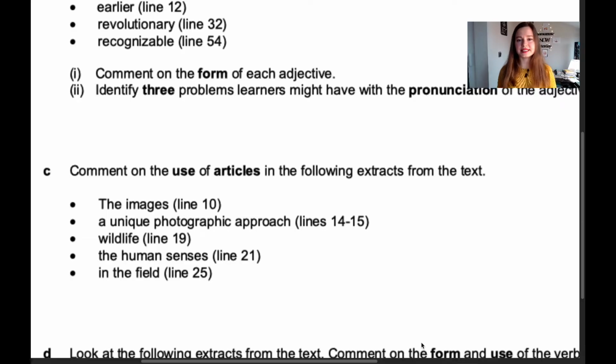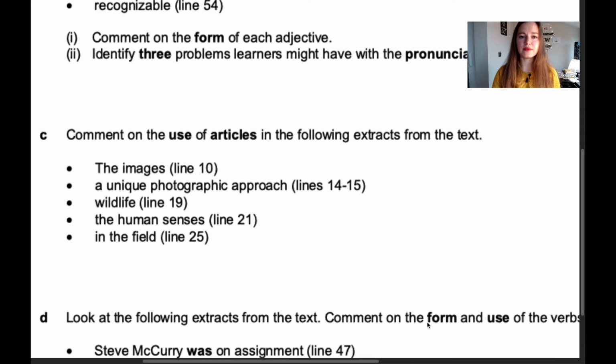All right, we are ready with A and B, and now it's time to go to part C. Let's deep dive into this task and see what we need to do there. Now let's have a look at activity C. As we can see over here, we need to comment on the use of the articles in the following excerpts from the text. Trust me, you know a lot and you can comment on it a lot.